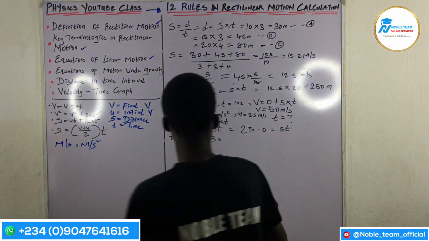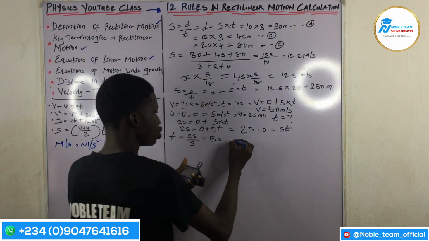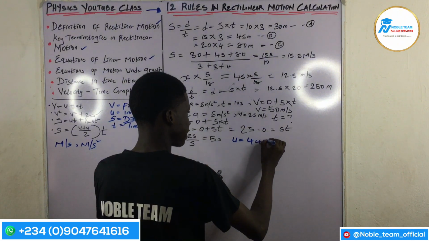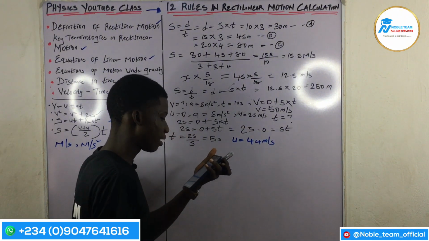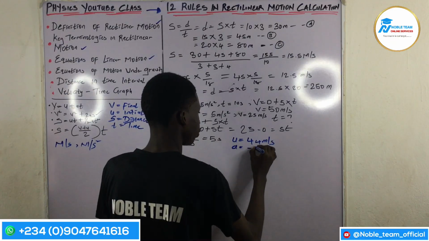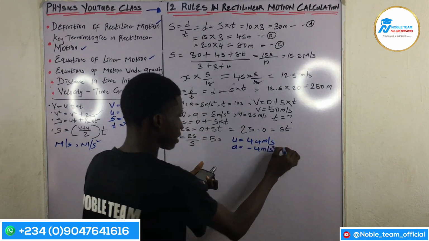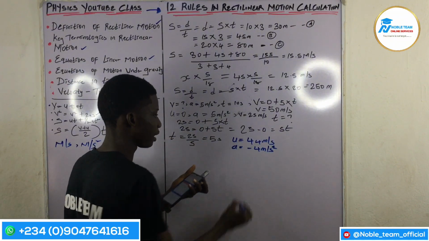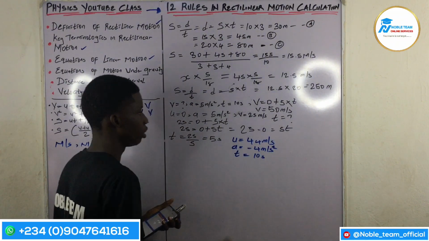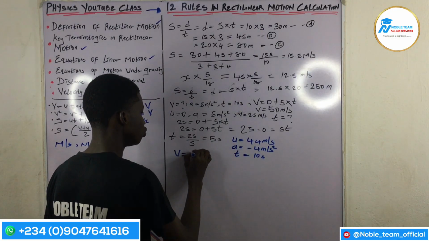Now, these are the parameters given to us. Our initial velocity, which is u, is equal to 44 meters per second. Then, an acceleration a of minus 4 meters per second square. Then we have the time to be 10 seconds. Now, you make use of our normal formula. We have v equals u plus at.